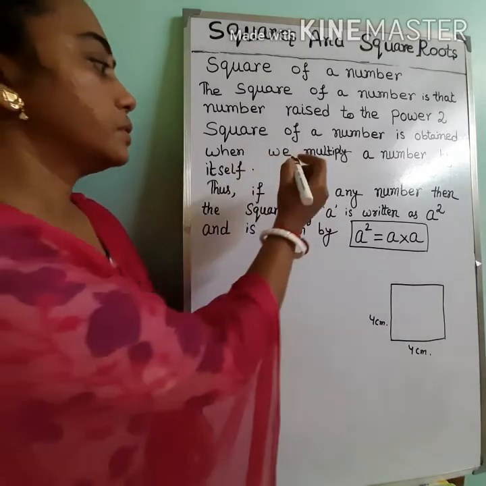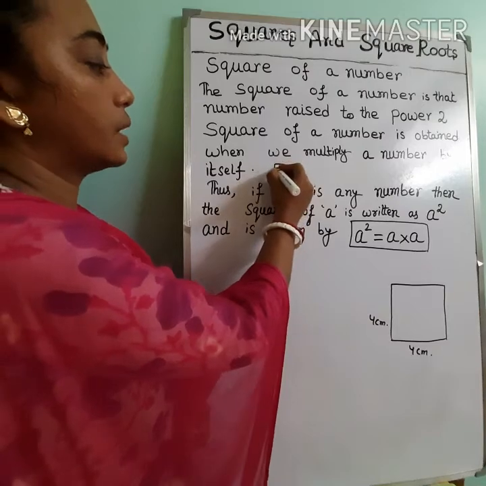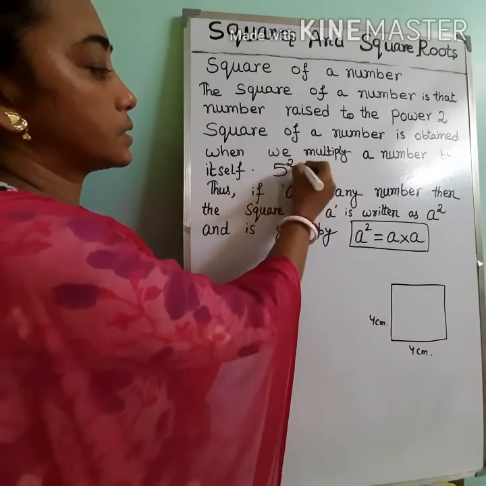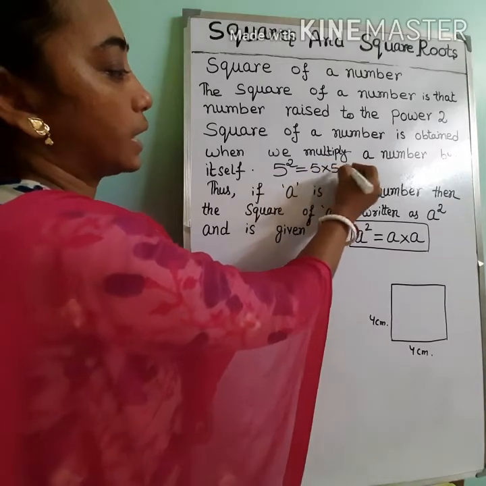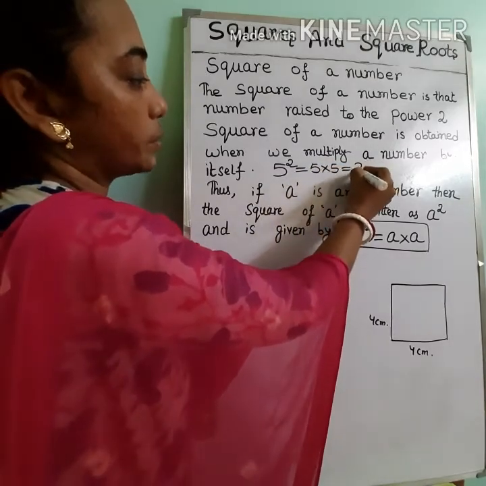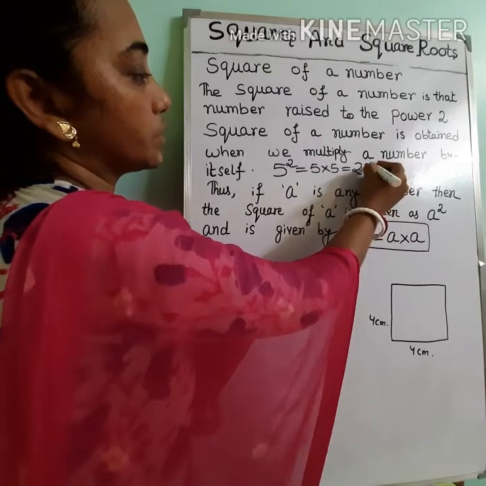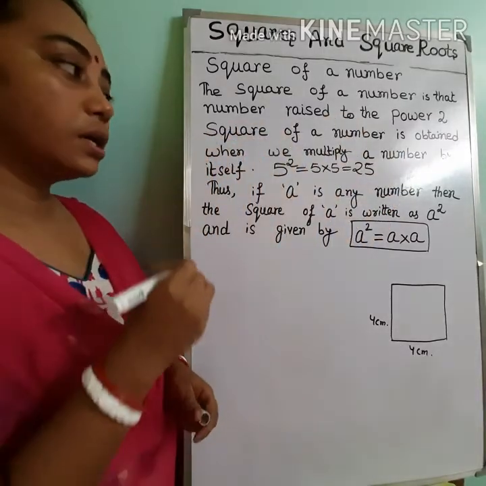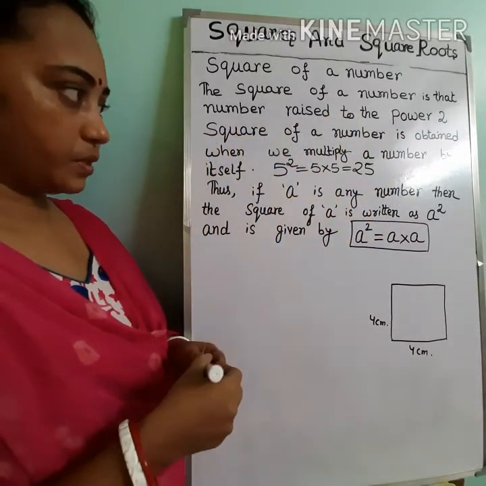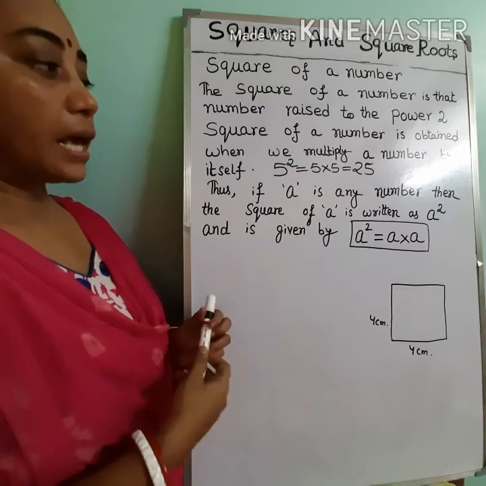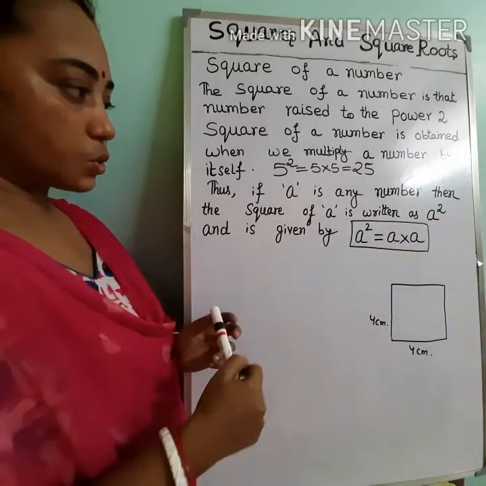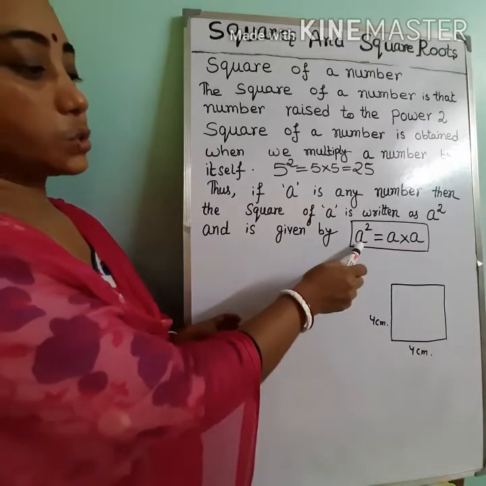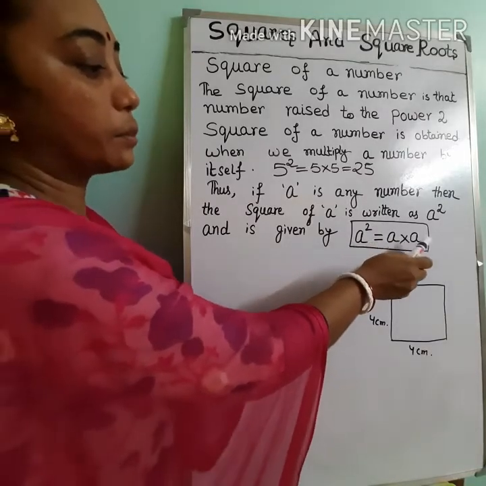For example, we can write 5 square is equal to 5 multiplied by 5, and that is 25. So here 25 is called the square of 5. Thus, if a is any number, then the square of a is written as a square and is given by a square is equal to a multiplied by a.